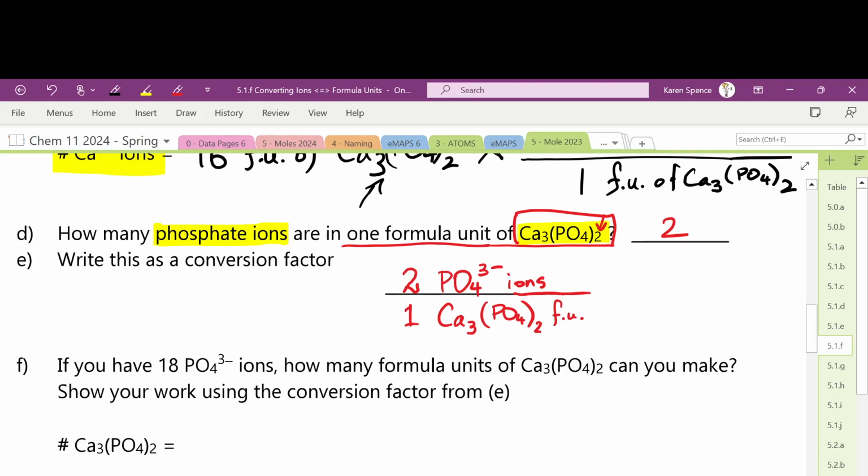If you have 18 phosphate ions, how many formula units of Ca3(PO4)2 can you make? Show your work using the conversion factor. Try it.